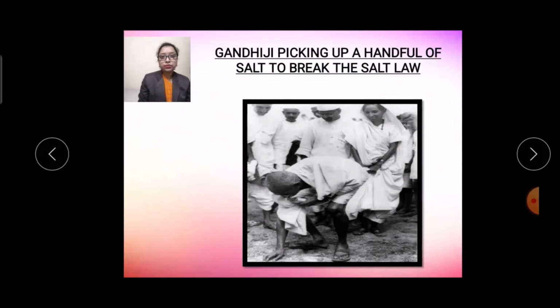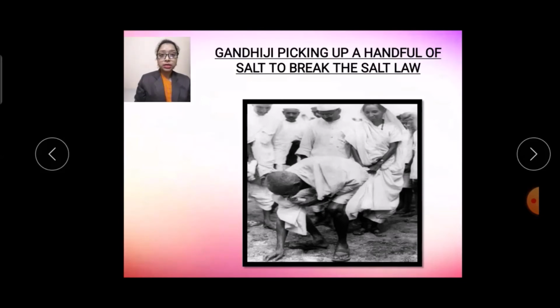So now let's see what is evaporation. Water turns into water vapor. Now what is water vapor? Water vapor means water as a gas. So this is how Gandhiji made salt by evaporating sea water.